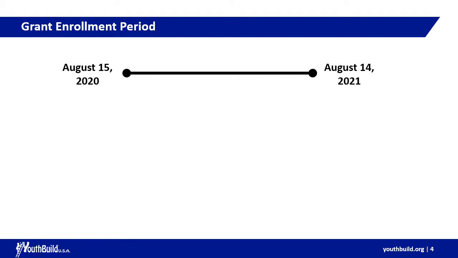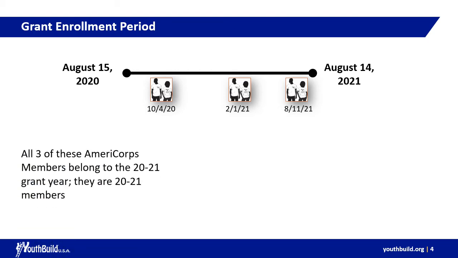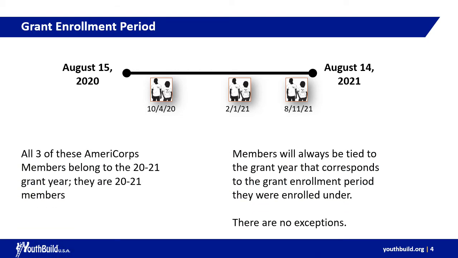Here we have three members that are enrolled in the 2021 grant year. Even though all three have different enrollment dates, they will always be 2021 members because those dates fall between August 15, 2020 and August 14, 2021. Members will always be enrolled in the grant year that corresponds to the grant enrollment period they were enrolled during. There are no exceptions to this.